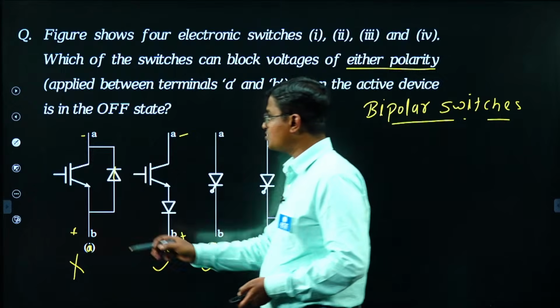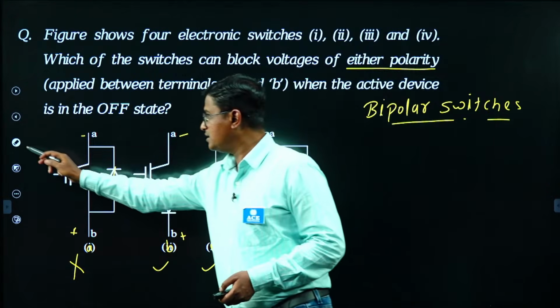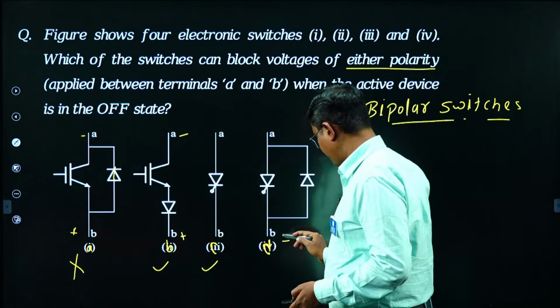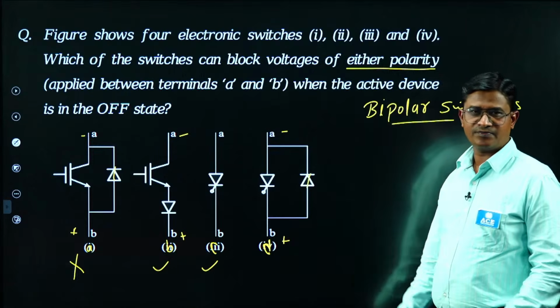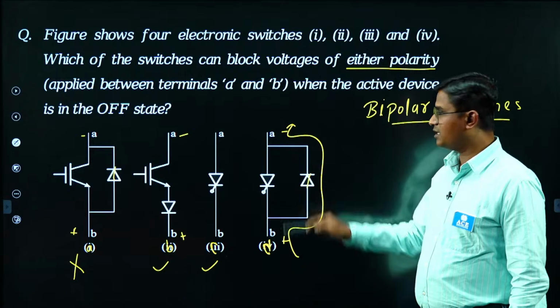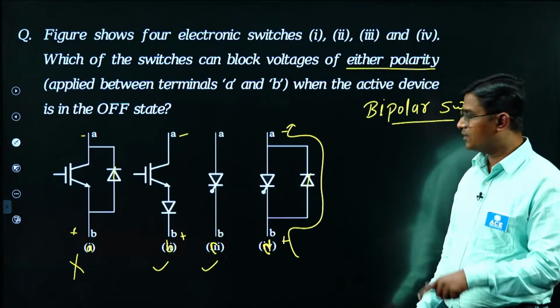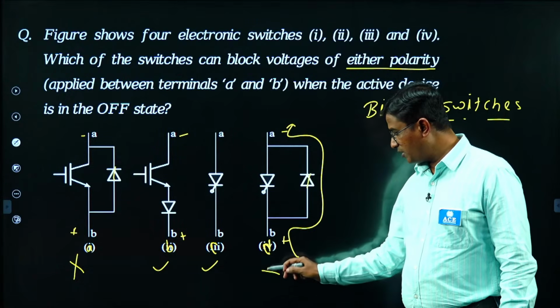But if I apply the reverse voltage, what will happen? If I apply reverse voltage, like here plus and here minus, then this diode will immediately start conduction. Diode starting conduction means your current will flow like this, right? Current is flowing means your switch is unable to block the reverse voltage. So this is a unipolar device.